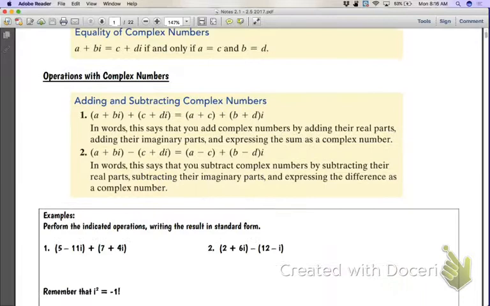For operations, we treat anything with imaginary numbers the same as we would if it was an x or a y or a q or whatever variable. The biggest thing you have to make sure you do, especially with adding and subtracting, is pay attention to the sign in between the parentheses. If there's a sign in between there, then you're going to either add or subtract.